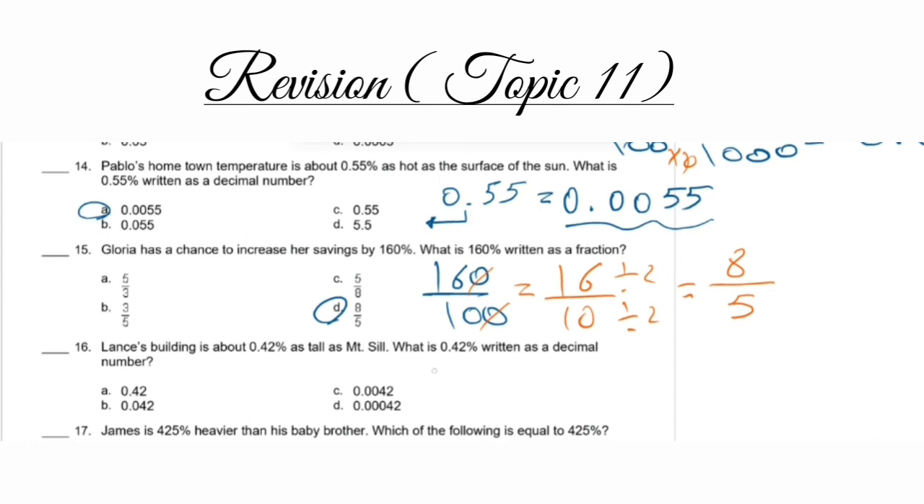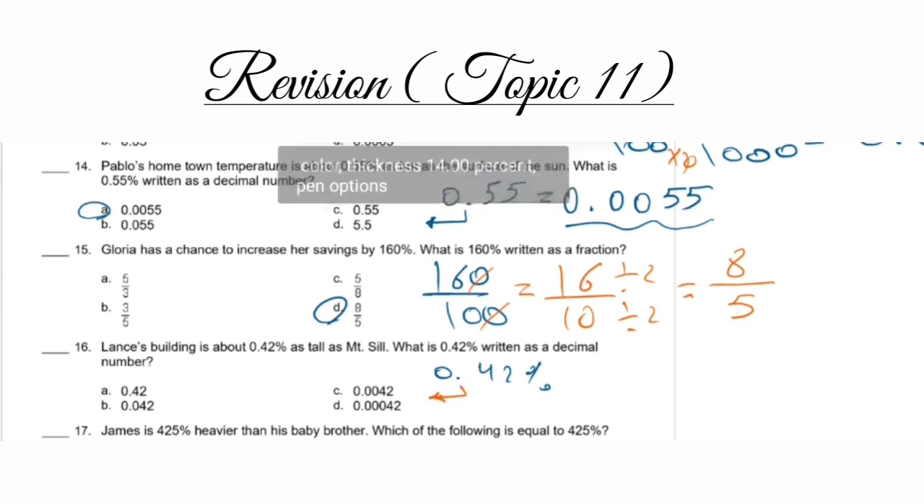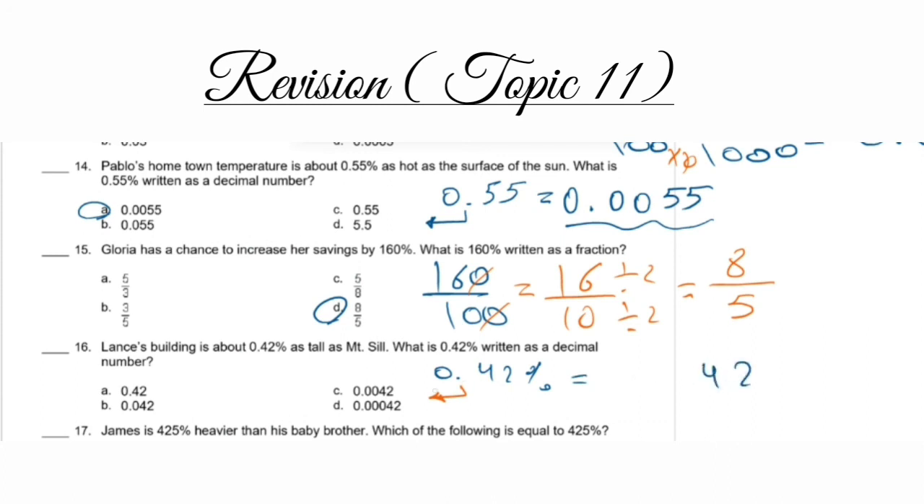Question 16, we have 0.42% and we need to convert it into a decimal. So move the point to the left 2 digits and it will be, we have 0, 0, and after that place the point. We don't have a whole number, so we will put 0 and the answer is C.